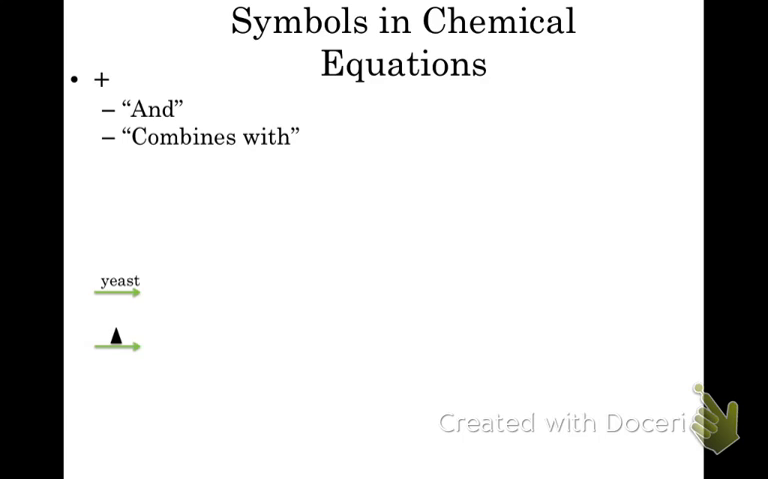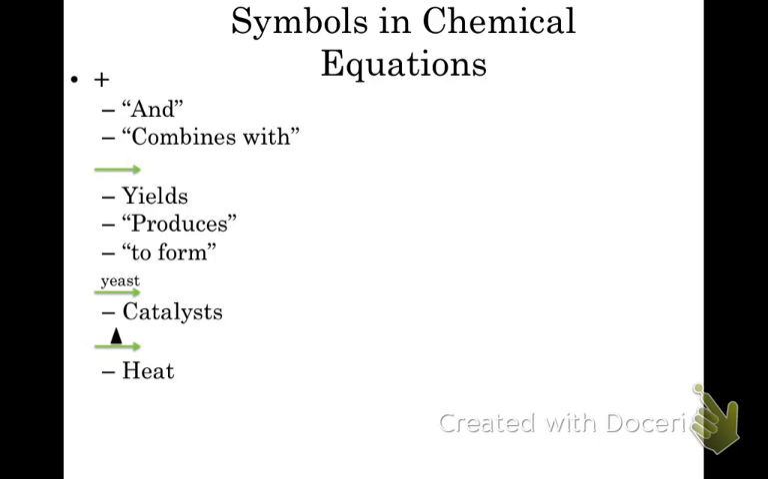So we're going to look at different symbols in the chemical equation. A few of them have popped up already. The plus sign represents and, or combines with. The arrow represents yields, produces, or to form. Sometimes we have arrows with different things on them. For example, an arrow with the word yeast on top represents a catalyst, whereas an arrow with a triangle represents heat. We can also have arrows with light on top or other types of catalysts.